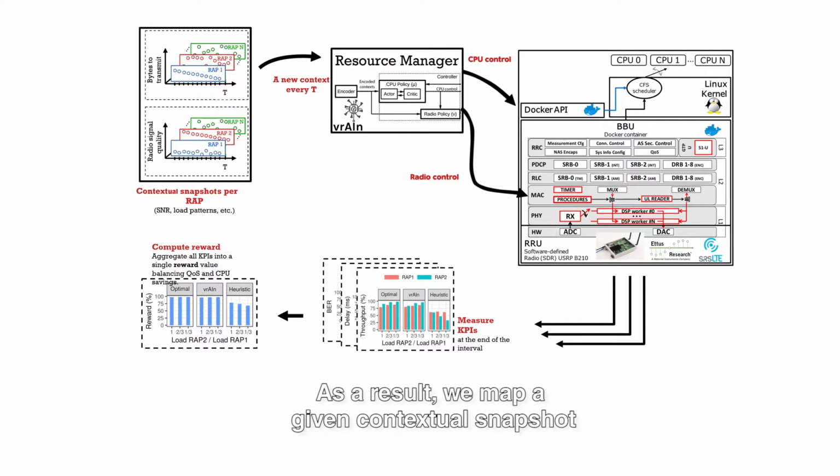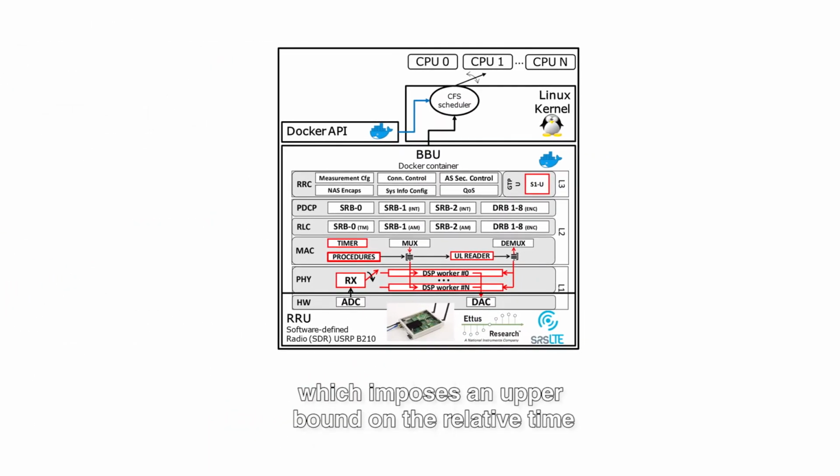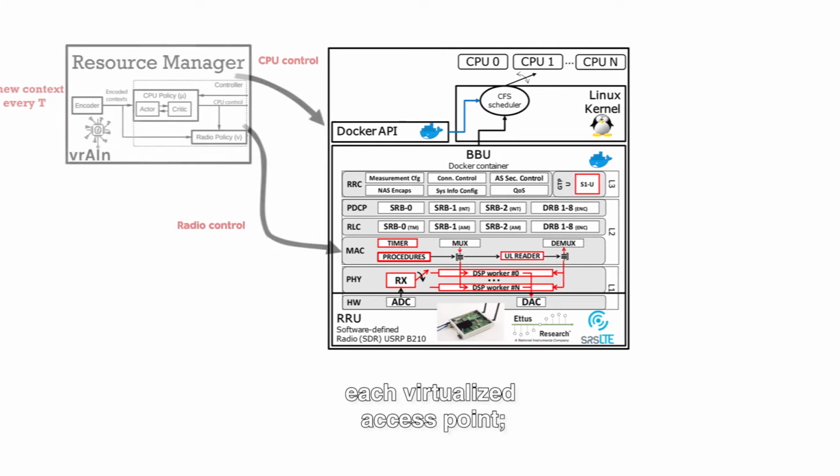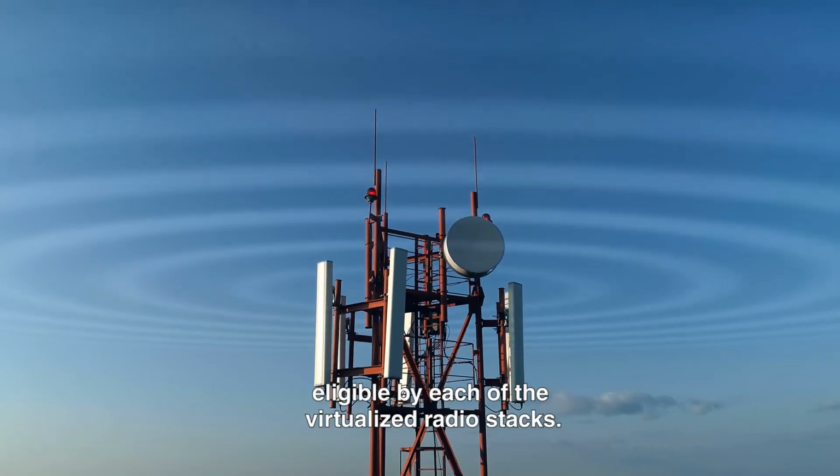As a result, we map a given contextual snapshot into a pair of policies. One, a CPU control policy, which imposes an upper bound on the relative time that the computing platform can process each virtualized access point. And two, a radio control policy, which establishes an upper bound on the modulation and coding scheme eligible by each of the virtualized radio stacks.